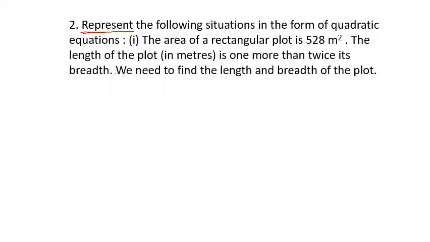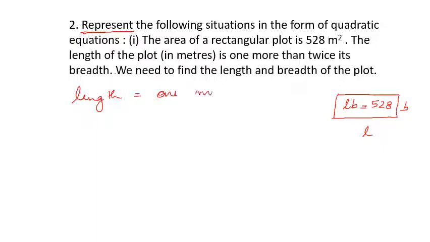The first one is the area of a rectangular plot. Now we need a rectangle. A rectangle will have length and will have breadth. Area is equal to length into breadth. The area is given as 528 m². The length of the plot in meters is 1 more than twice its breadth. So what is given? Length is equal to 1 more than twice the breadth.